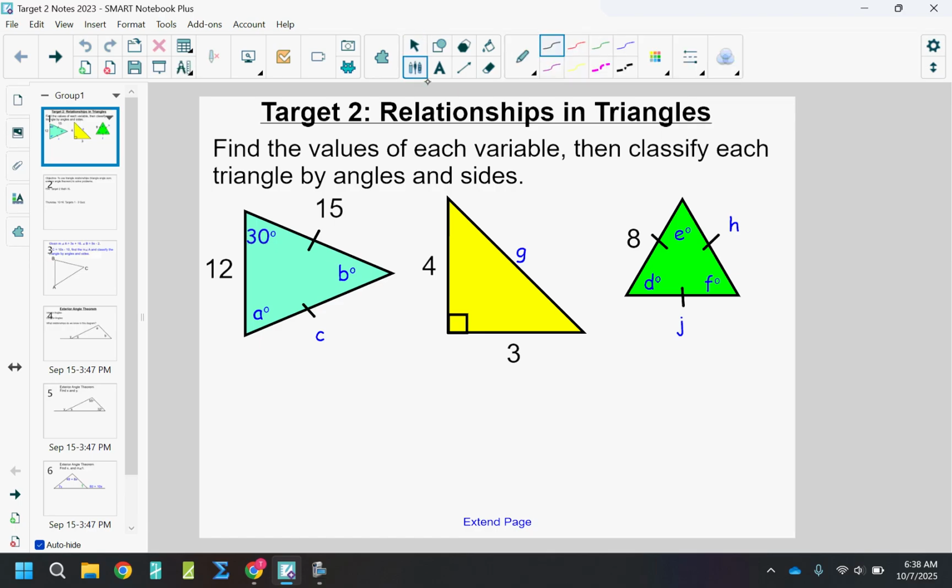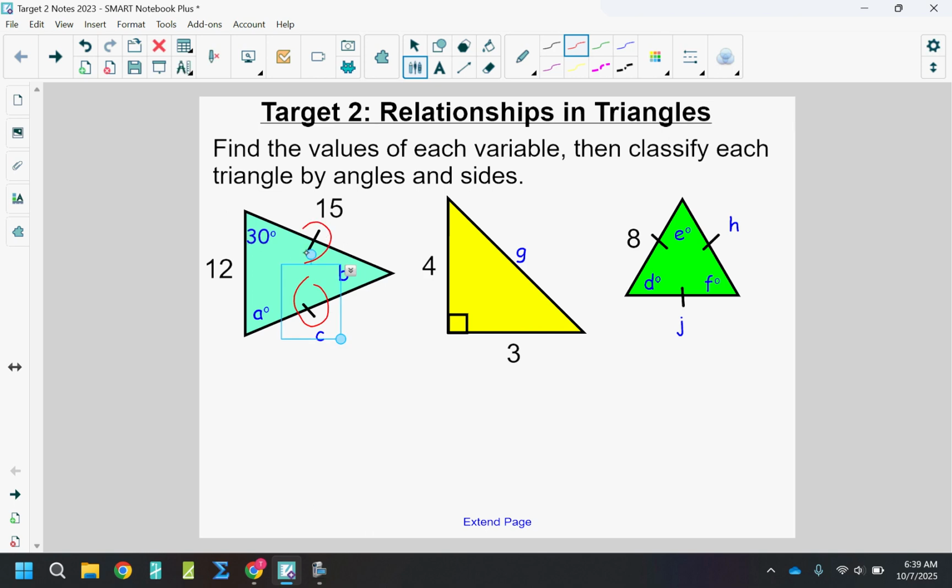So if we look at this first problem, just to review what we did in Target 1, these two tick marks here show me that this is an isosceles triangle. So if this side is 15, this side C is also 15. We talked about how the base angles of an isosceles triangle are congruent. Remember, the base angles are the angles across from those congruent sides. So if this angle is 30, angle A is also 30 degrees.